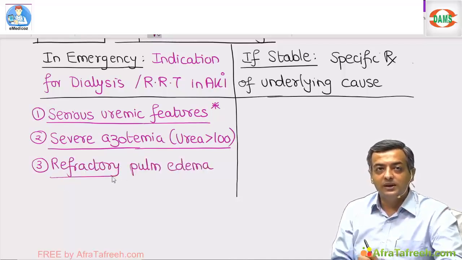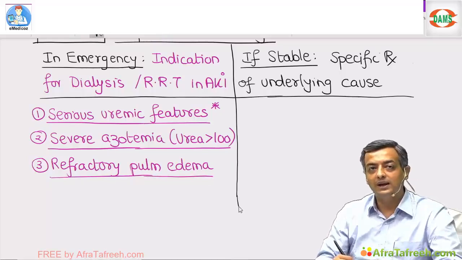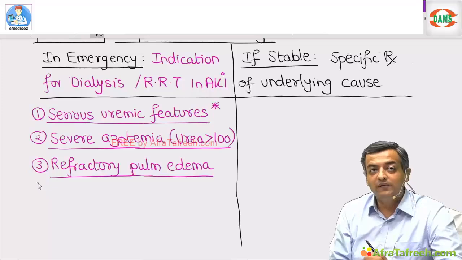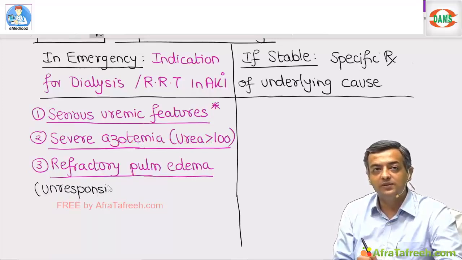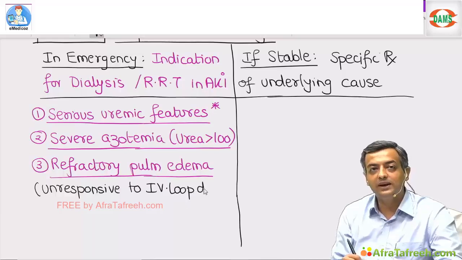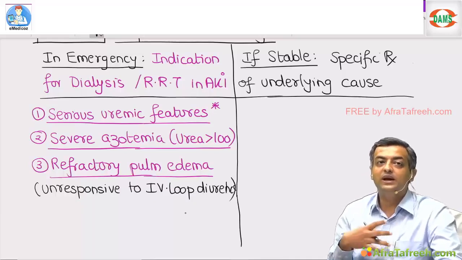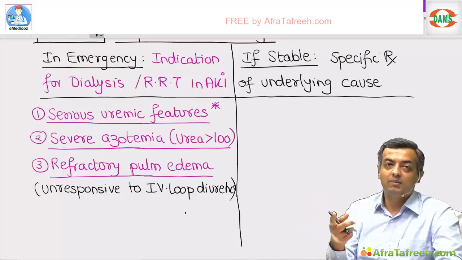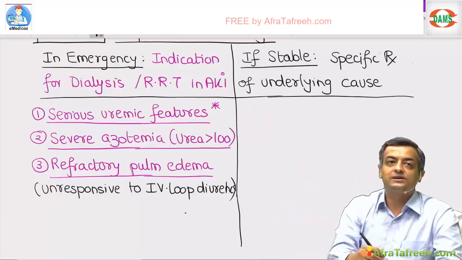So if the patient has anuria and fluid overload, and it causes pulmonary edema, it is a complication. Refractory means unresponsive to first line therapy, and that is IV loop diuretics. If the patient is not passing urine and going into fluid overload, I am going to push Lasix, furosemide. But if the urine does not come, then my choice will be to go for dialysis support.